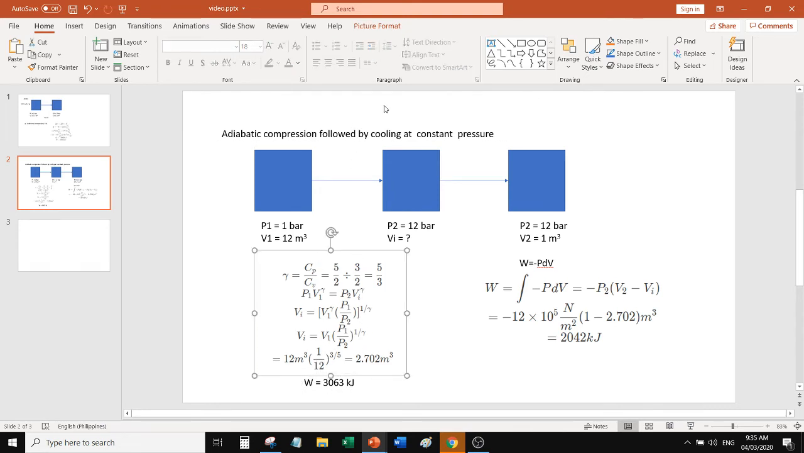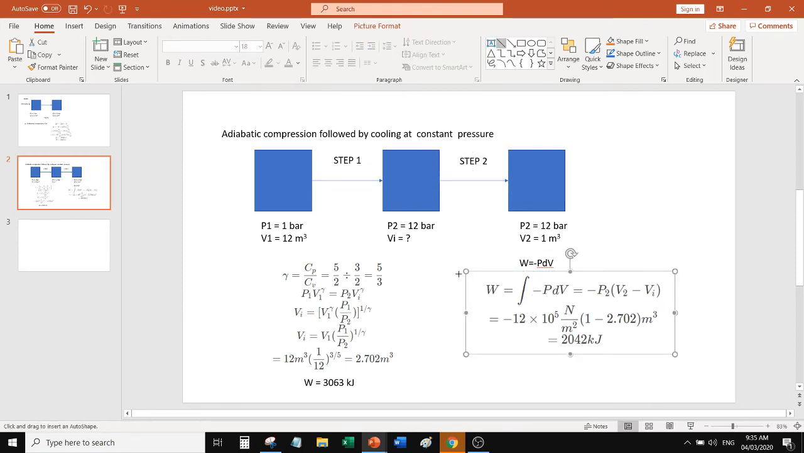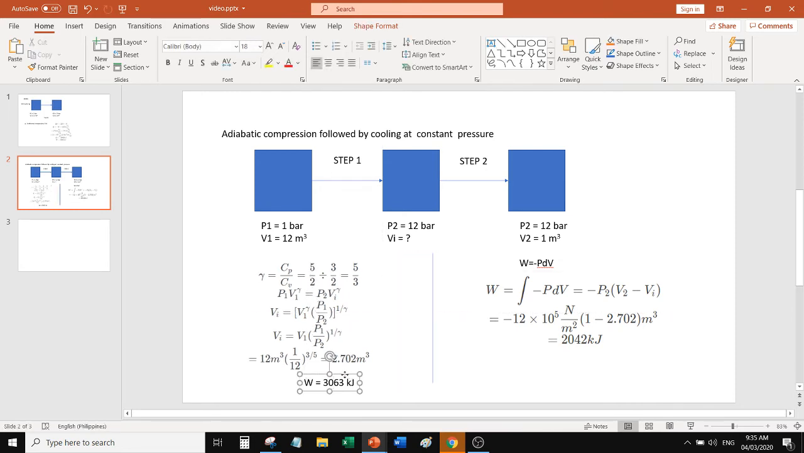Okay, so this is step 1. Step 1 and step 2. So let's put a line here to delineate.